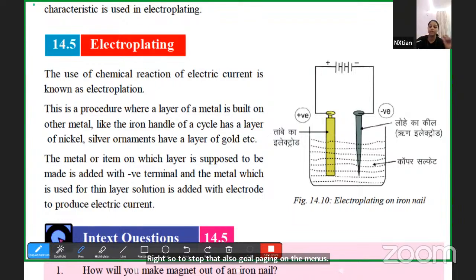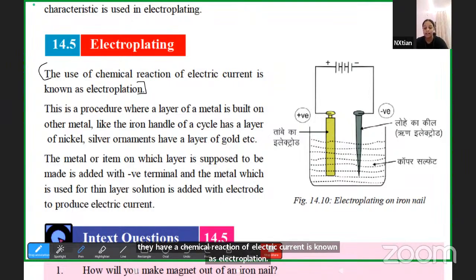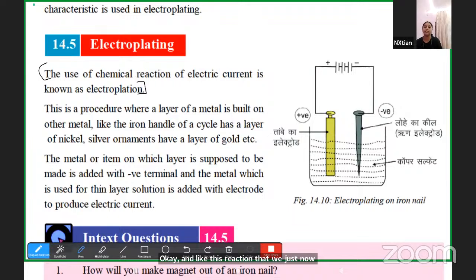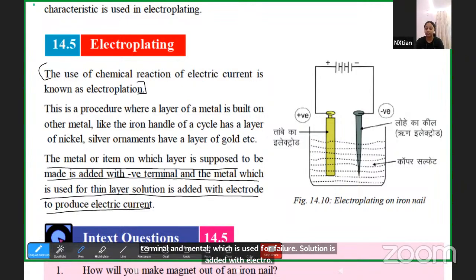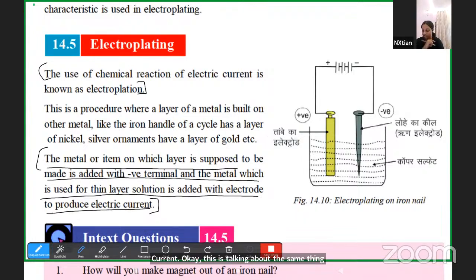Then the use of the chemical effect of electric current is known as electroplating. And this reaction that we just studied is done using copper sulfate on the metal. Now, the metal or item on which the layer is supposed to be made is connected with the positive terminal, and the metal which is used for the thin layer solution is connected with the electrode to produce electric current. This is talking about the same thing that we did.